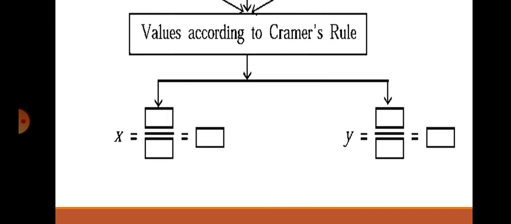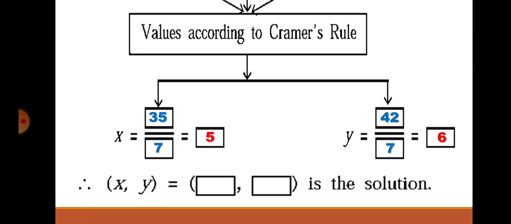Now you have to fill in the values. It will be 35 upon 7, that is Dx upon D, which will be 5. 42 upon 7, which will be 6. So x comma y is equal to 5 comma 6 is the solution of the given simultaneous linear equations.